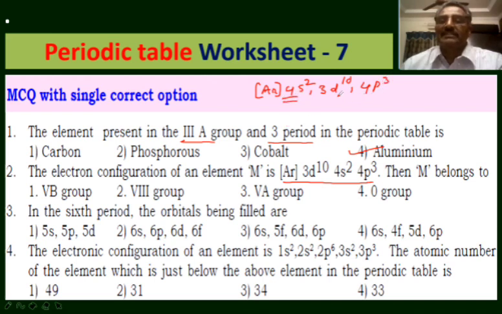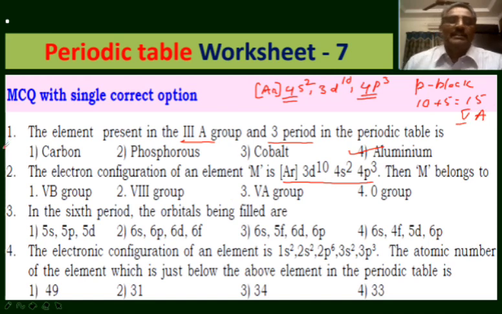Here the valence shell is the fourth shell and the differentiating electron is in the p orbital. So this is a p block element. So number of electrons in the valence shell is 2 plus 3, 5. So group number is 10 plus 5, that is equal to 15. So either 15th group or 5th A group. Here the options given are 5th B group, 8th group, 5th A group and 0 group. The correct option is the third option.